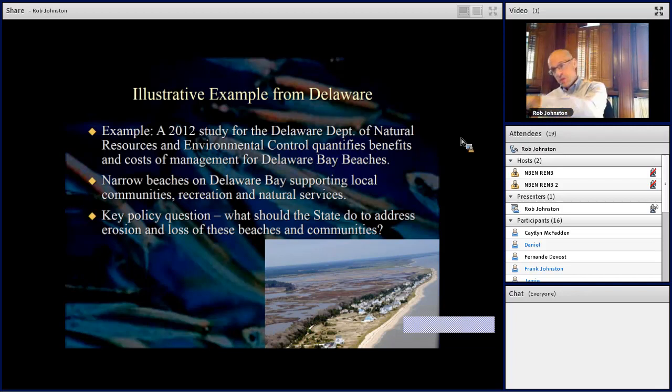They're sandwiched between salt marshes on the backside, a coastal lagoon, and a very narrow beach on the front end. The state had been nourishing that beach for decades and decades, but that was pretty expensive. So they were interested in what they should do, what's in the best economic interest of the state. And so they hired us to do an analysis.